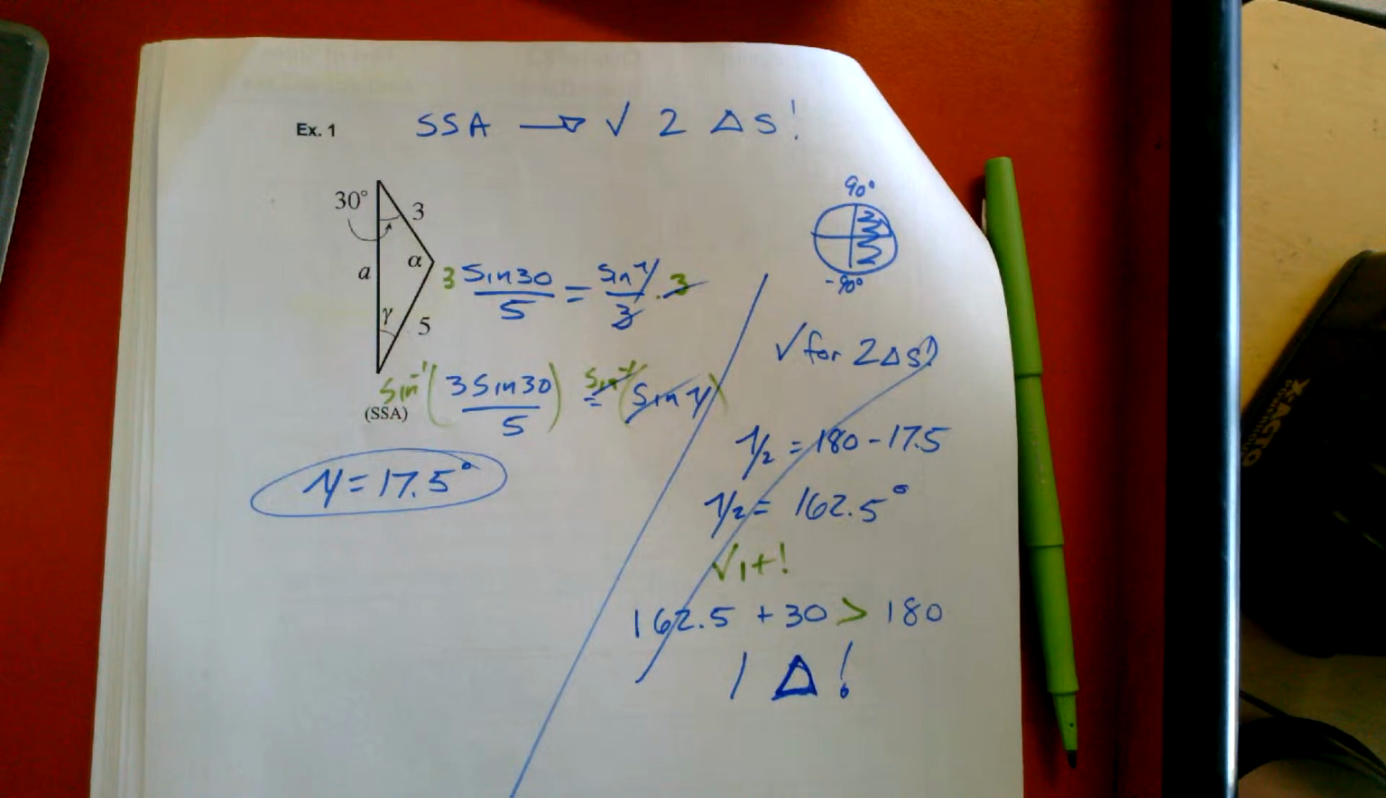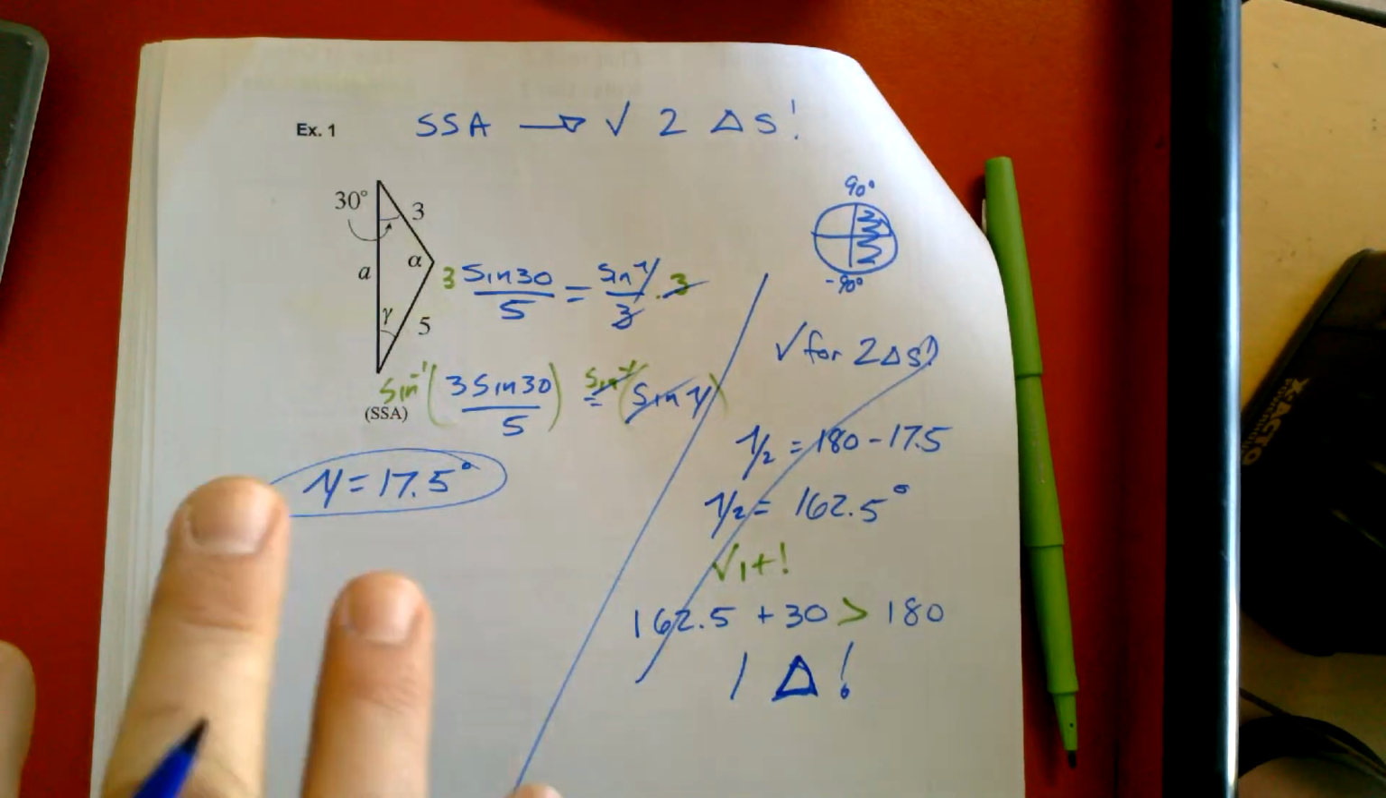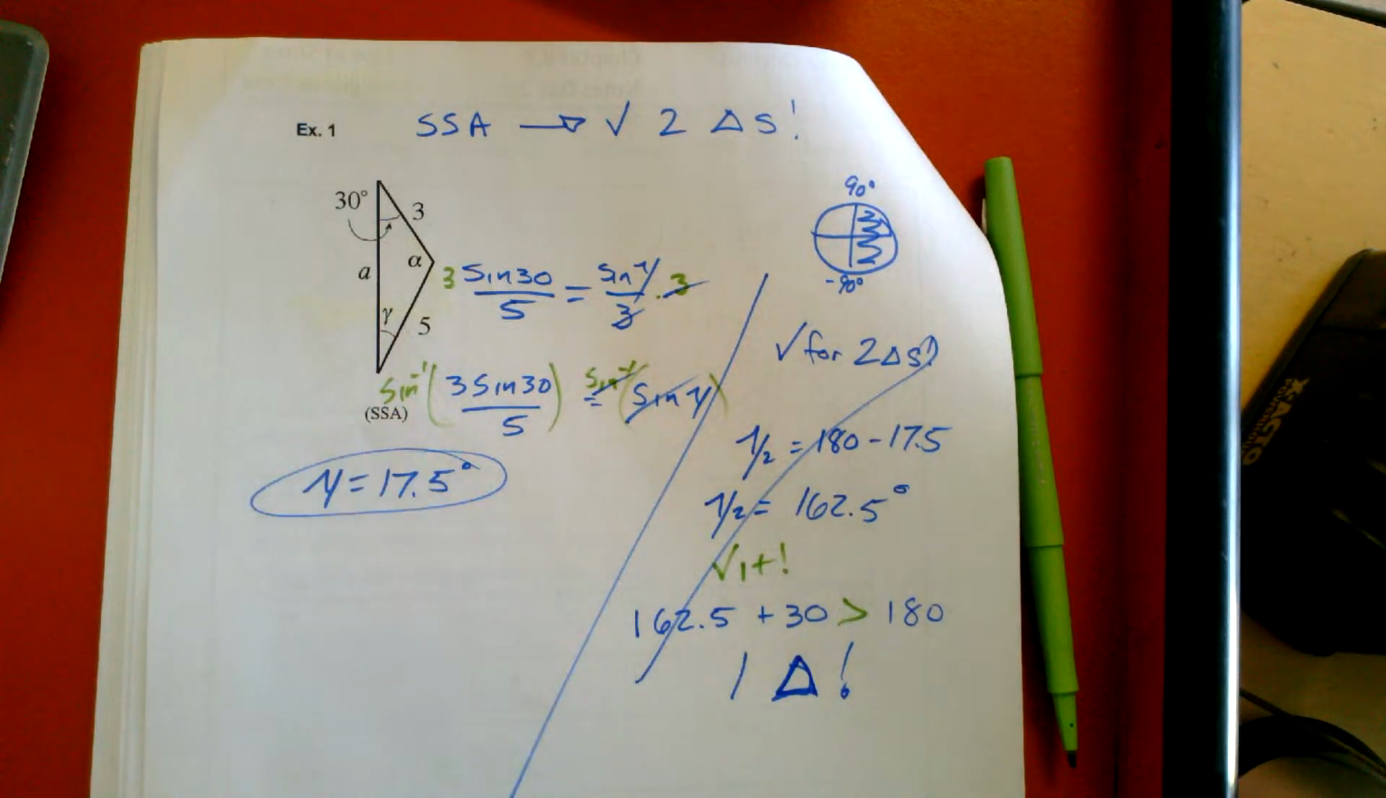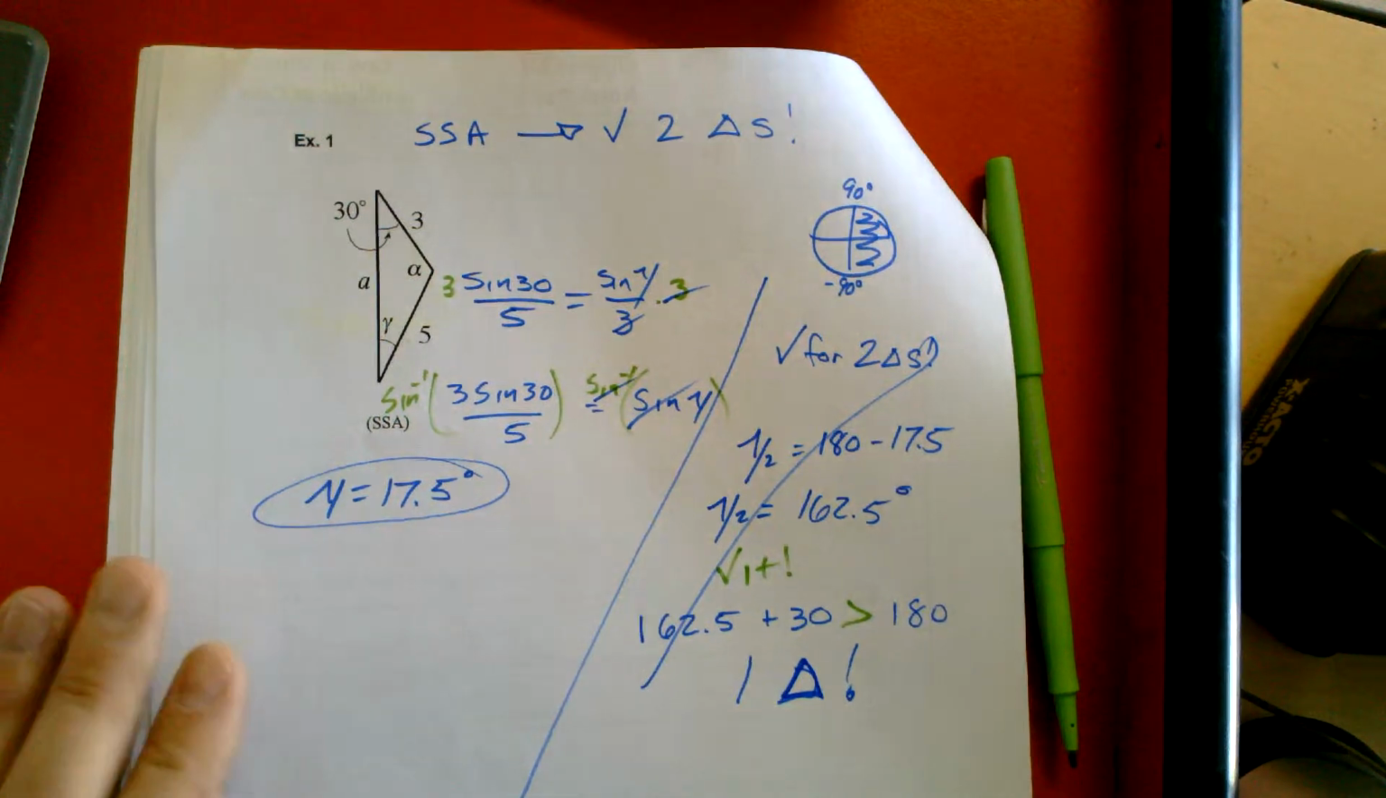Okay. So because these two angles add up to more than 180, there's not enough room for another angle. That means this is impossible. That means I got to go back over here and find that one remaining triangle. There's only one, so not two. Does that make sense? You guys good with that? All right. So here we go.